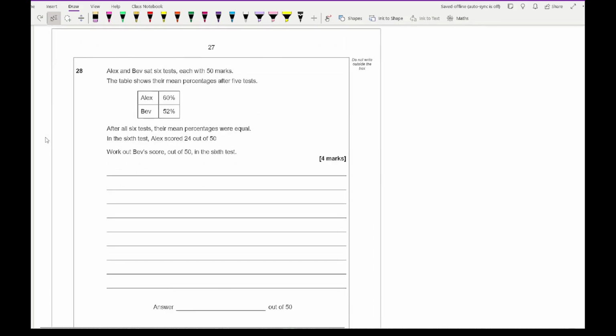Moving on to question 28, it says Alex and Bev sit 6 tests, each with 50 marks. The table shows their mean percentage after 5 tests. After all 6 tests, the mean percentages are now equal. In the 6th test, Alex scores 24 out of 50. Work out Bev's score out of 50 in the 6th test. Now for this, what we need to do is work out their total number of marks in the 5 tests.